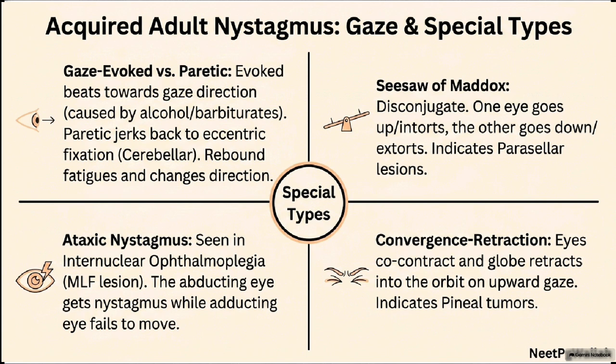Then there's ataxic nystagmus, seen in MLF brainstem lesions, where the abducting eye shakes. Finally, convergence retraction. This is where the eyes co-contract and physically pull back into the orbit on upward gaze, a classic, unmistakable sign of pineal tumors in the midbrain.